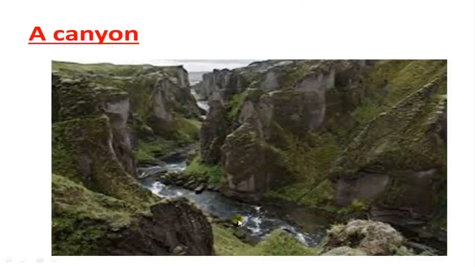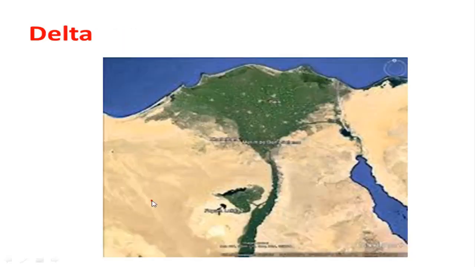A canyon, an area between two mountains. Delta, this is the River Nile, and here we have the delta. It is an area of land, and the river divides it. The river divides the delta by the Rashid branch and the Damietta branch.